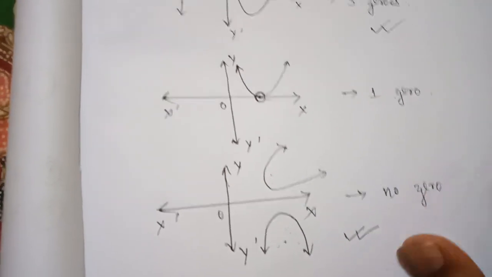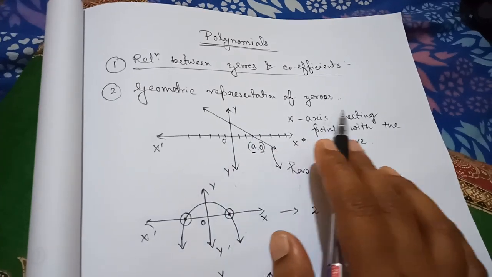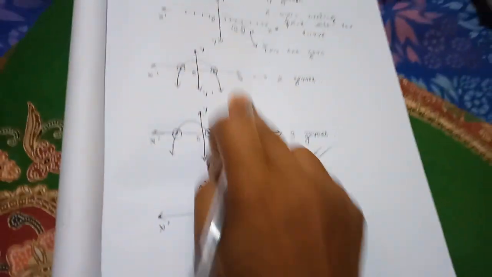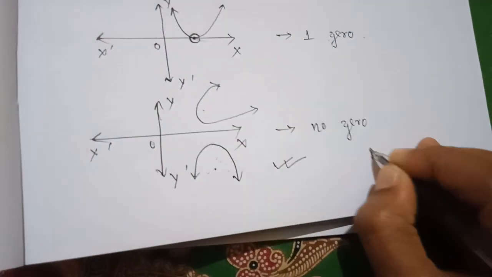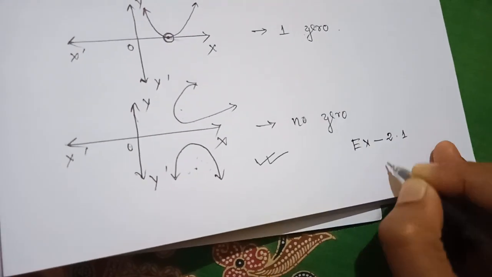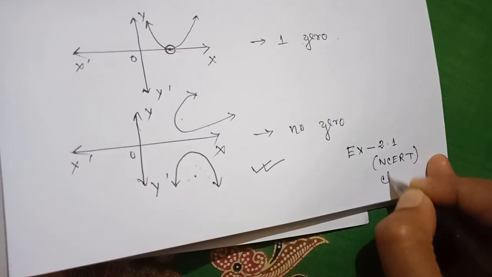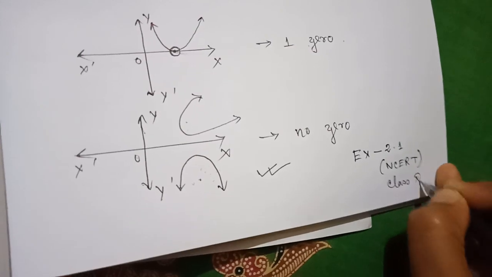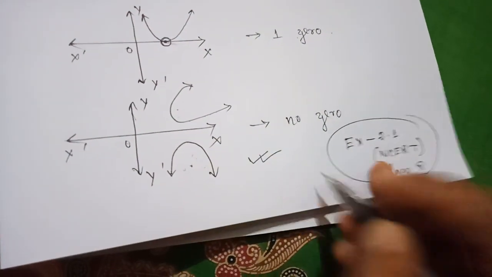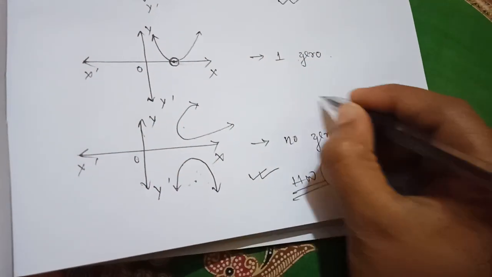So this was my second session and the second topic, geometric representation of zeros. This was the topic that I have just covered, and related to this topic there is exercise 2.1 from NCERT class 10. So this will be your homework for this session.